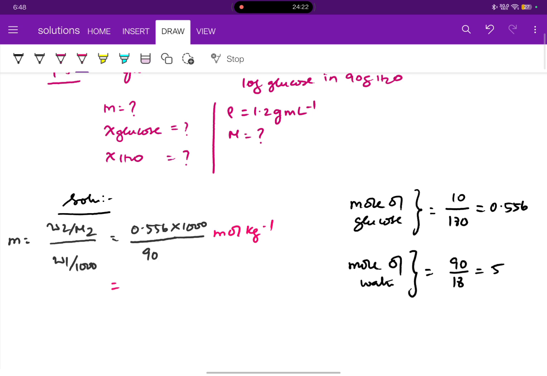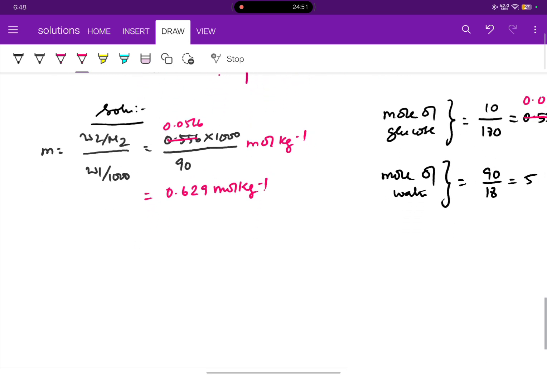I think I made a mistake, one second. It is 0.0556, with 10 divided by 180. So it is 0.0556 into 1000 divided by 90. Now it comes correct: 0.629 mole per kilogram. This is the molality.